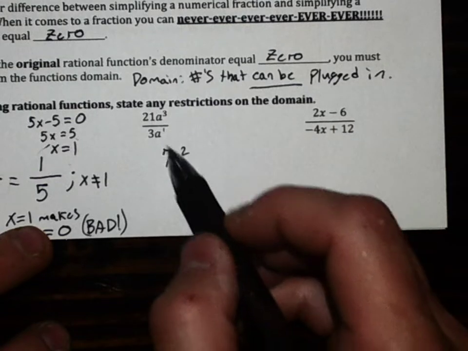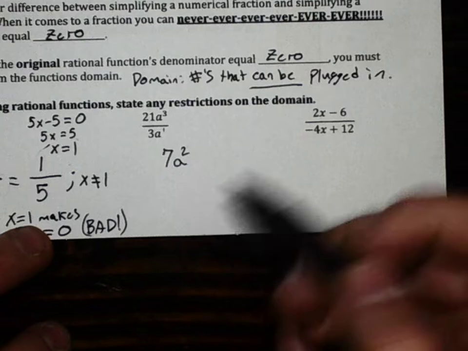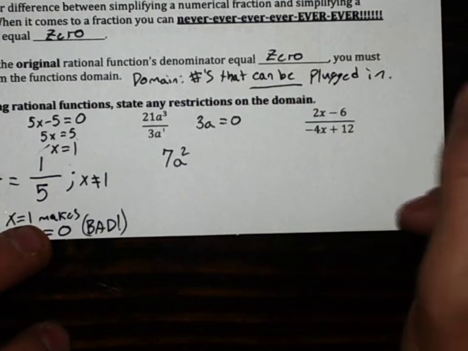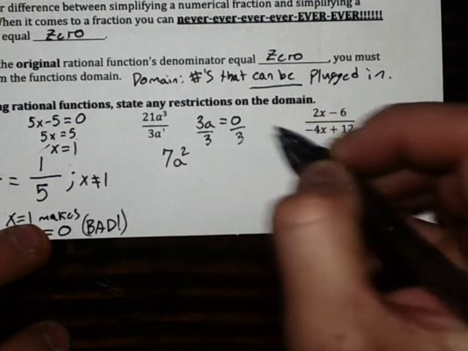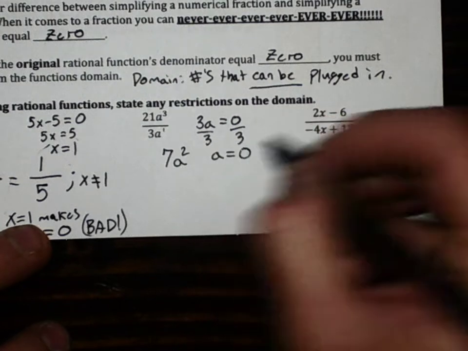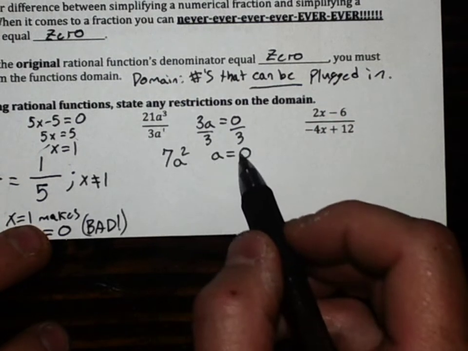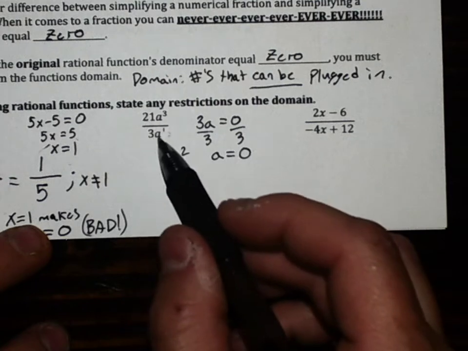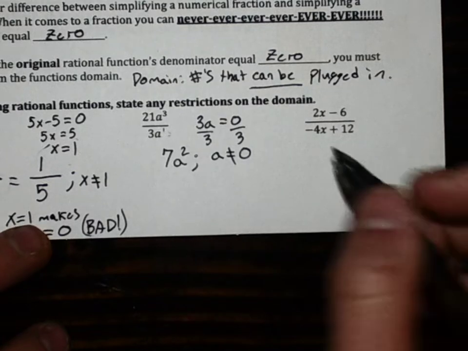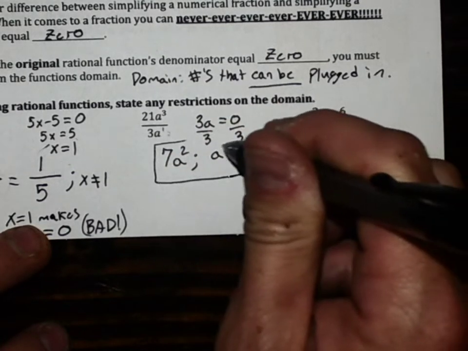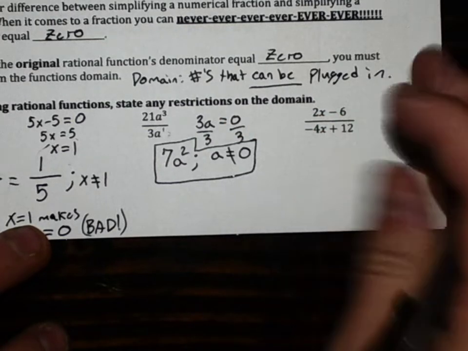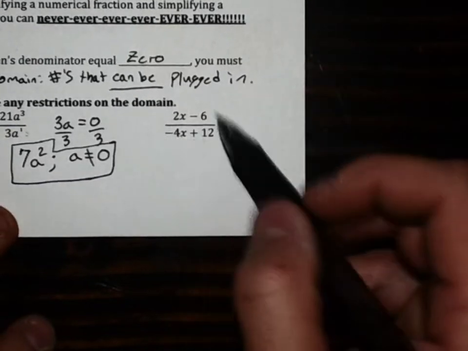However, is there something that makes the denominator equal 0? Can 3a equal 0? Well, it can, if a is 0. I divide both sides by 3. 0 divided by 3 is 0. So if a is 0, it makes my original denominator 0, which is bad. So what must we state? We must state that a cannot equal 0. And there's your answer, 7a squared. A cannot be 0.